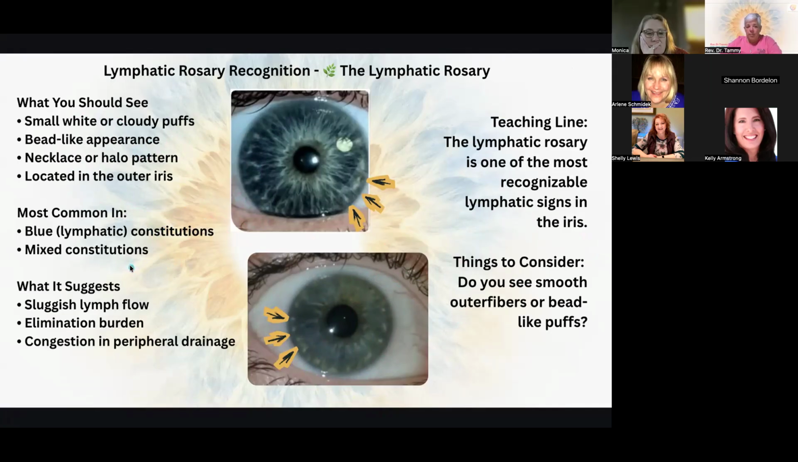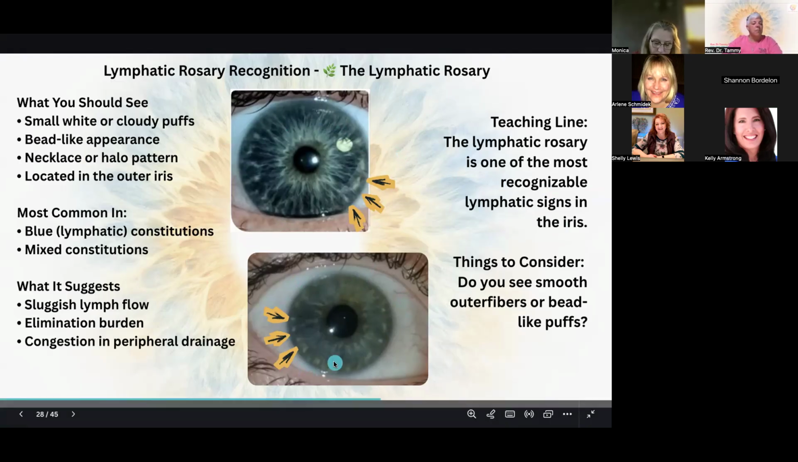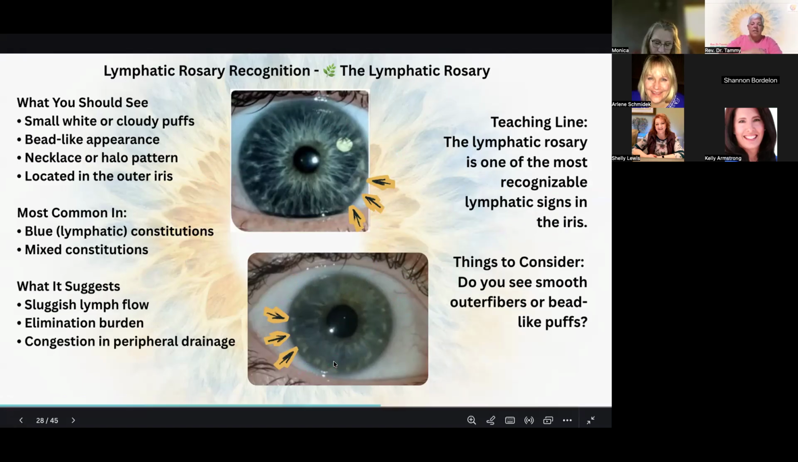Most common in the blue lymphatic constitution and the mixed biliaries. And what it suggests is sluggish lymph flow, elimination burden, congestion in the peripheral drainage. So it's one of the most recognizable signs. Very easy to point out. You'll notice them all the time. That was one of the first things that I learned how to look for besides the gut. So you want to see these as smooth outer fibers or bead-like puffs.